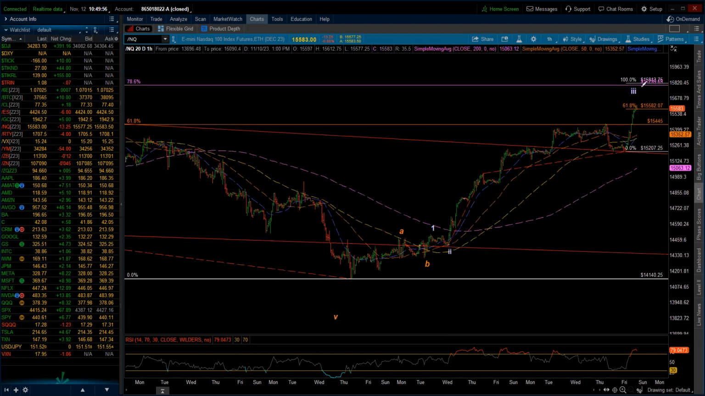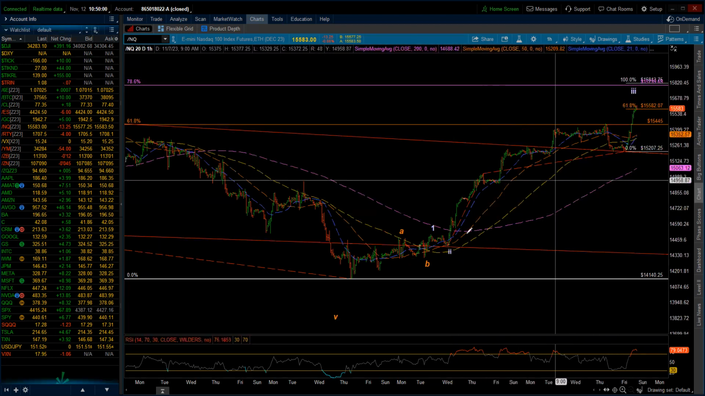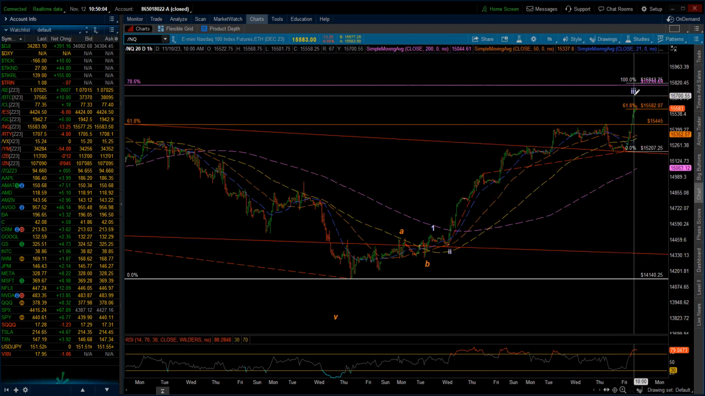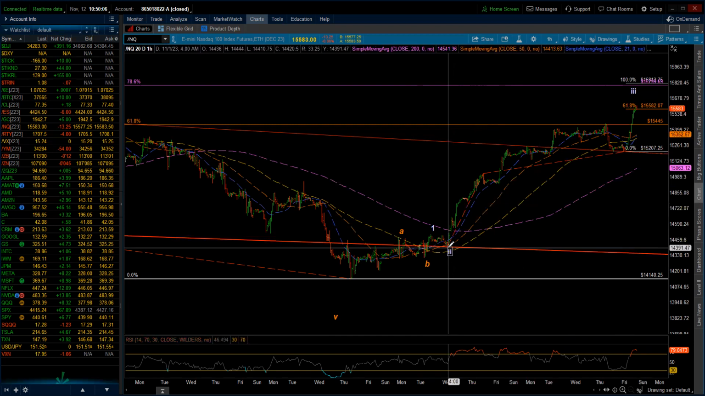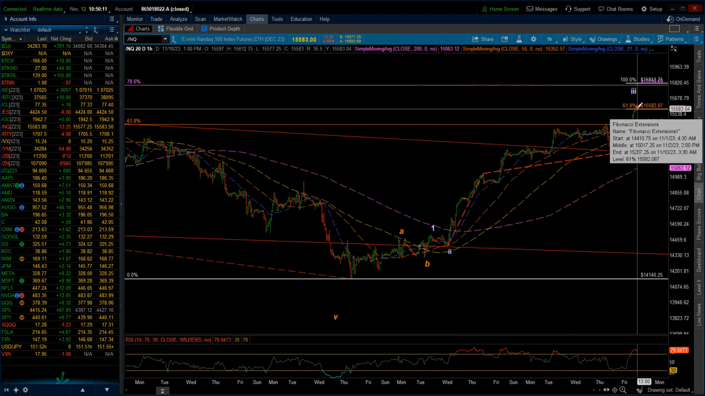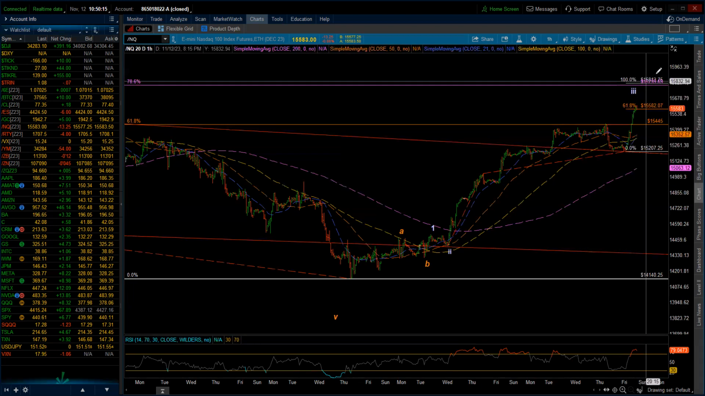So what am I looking at? Well, we've got the possibility that if we're looking at this count, which would be the internal of wave 3 of minute wave 3 of C, then we've already got 618. The most common is 100%. That's 15,812.